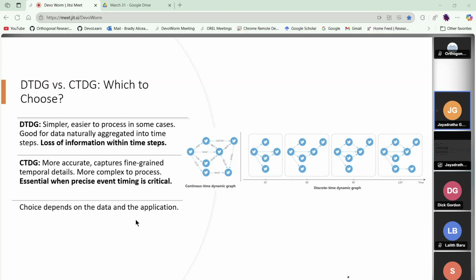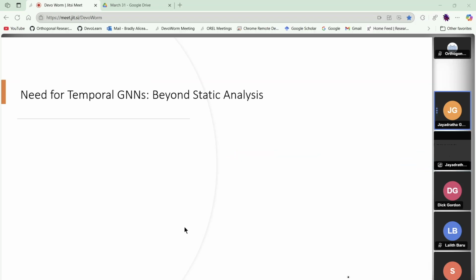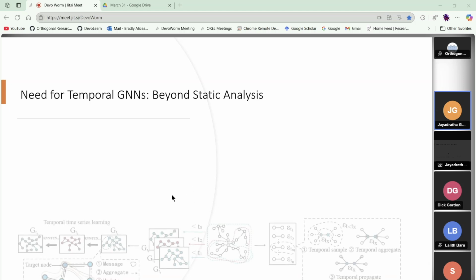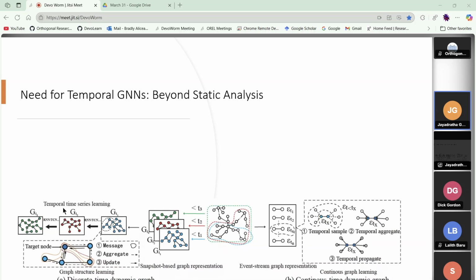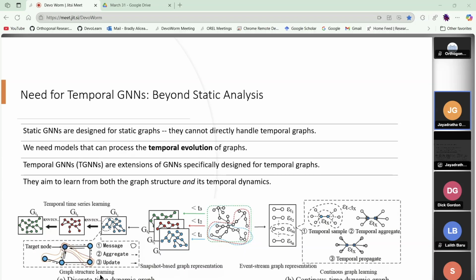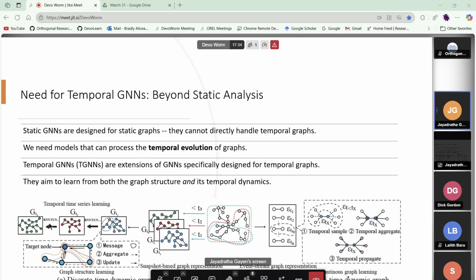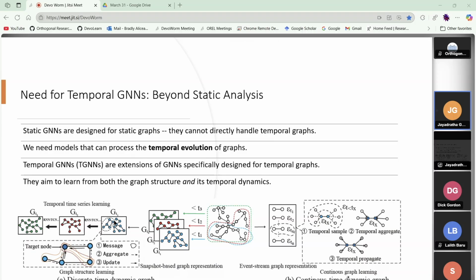So I am showing these slides because for our graph work, we should decide which one to choose. As I have shown already, there are two kinds of temporal graph: discrete time and continuous time. To process them using neural networks, we need some temporal GNN. Here I have shown both. For the discrete time graph, we take snapshots at different timestamps, and we can use an RNN to understand the time portion, and a GNN to exploit its structure.